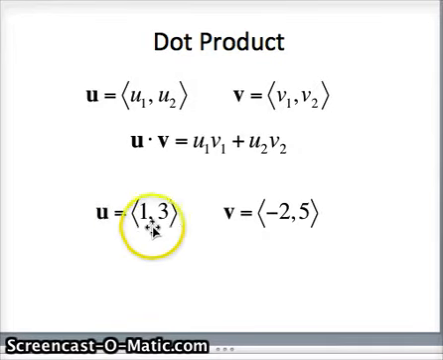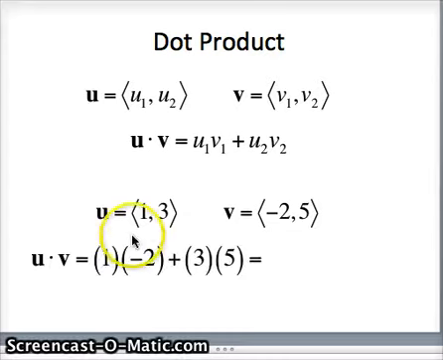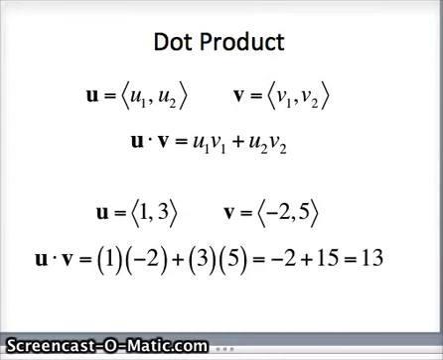Let's look at an example. u is 1, 3 and v is negative 2, 5. Can we find the dot product, u dot v? If that's the case, 1 times negative 2 plus 3 times 5. That's what we get. 1 times negative 2 is negative 2. 3 times 5 is 15. We have negative 2 plus 15, and u dot v in this example is 13. And you'll notice that u dot v and v dot u would have to be the same. So that's a good thing to know. The dot product is indeed commutative.